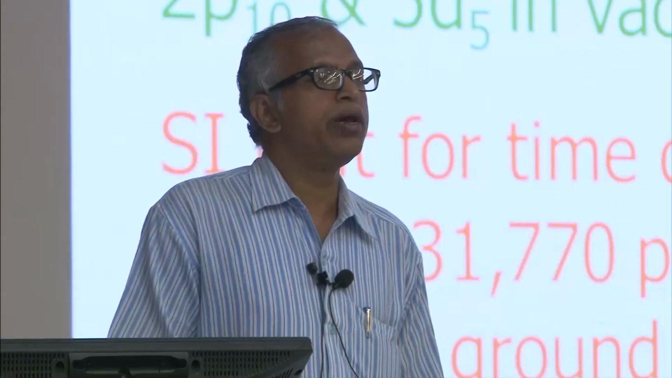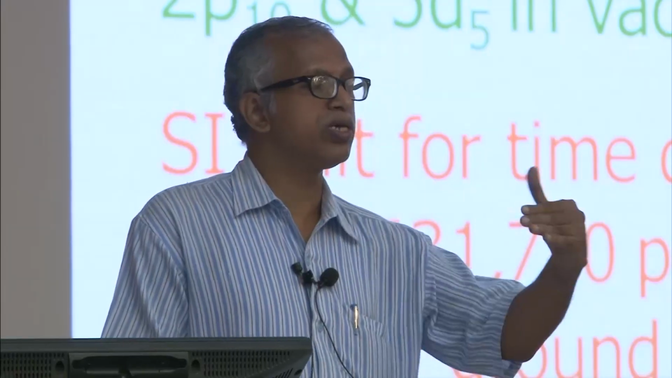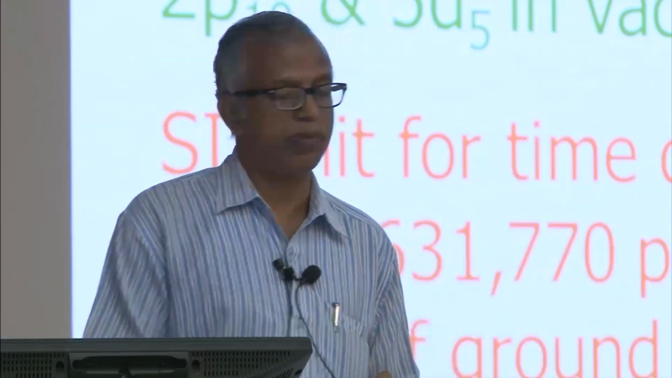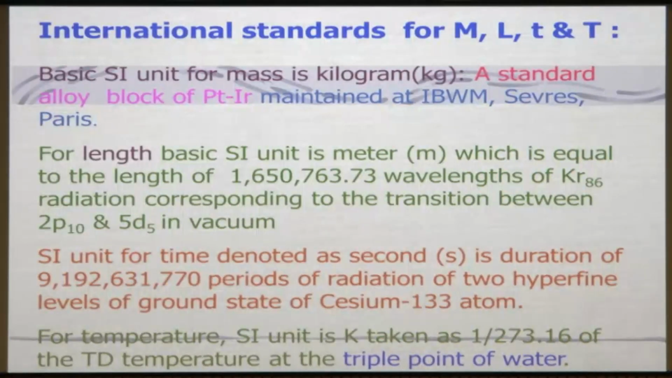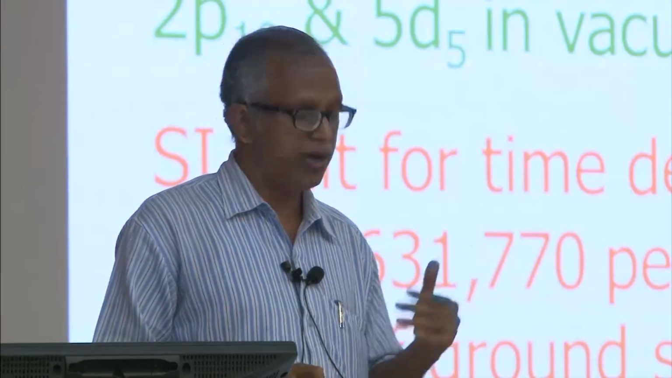Some of you will be conducting experiments, and calibration is very important, because it is the baseline. The baseline is very important, and it should be as accurate as possible. Similarly, the SI unit for time is the second, defined as the duration of 9,192,631,770 periods of radiation of the two hyperfine levels of the ground state of the cesium 133 atom. I am not expecting you to remember it, but you should be aware of the preciseness of this, because this is the baseline, right.